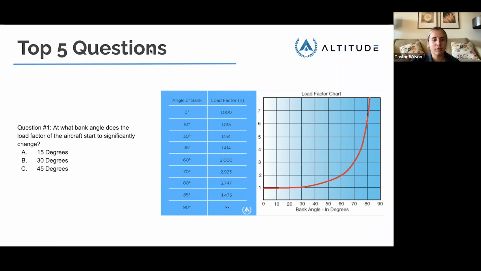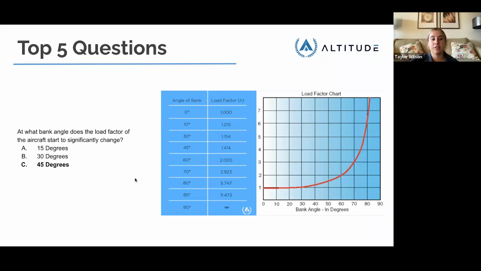Awesome. Thank you guys for putting in your answers. Our answer is C. It starts to significantly change at 45 degrees. Again, you can see that here in the chart, relatively low up until 40. And then at 45, that's when we see that exponential change in our load.